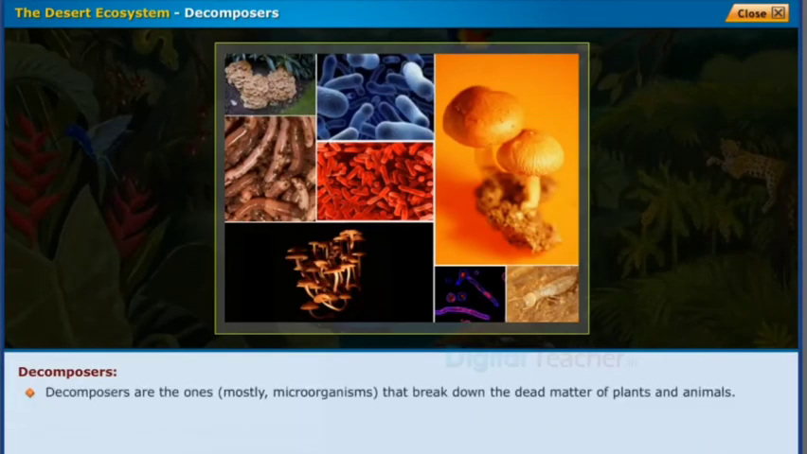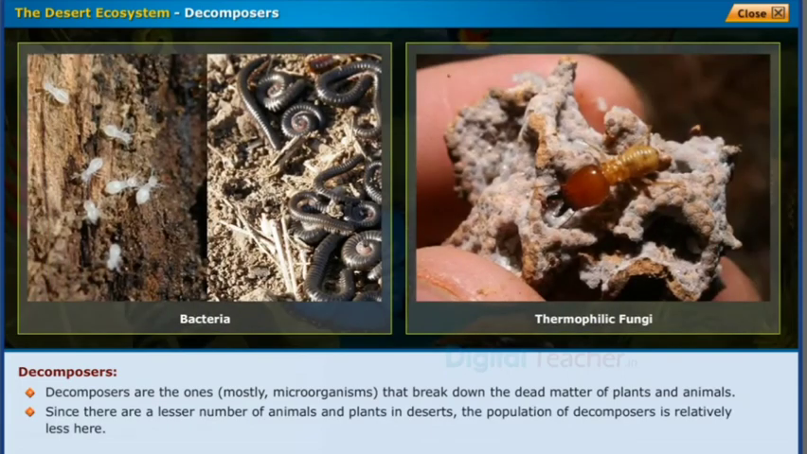Decomposers. Decomposers are the ones, mostly microorganisms, that break down the dead matter of plants and animals. Since there are a lesser number of animals and plants in deserts, the population of decomposers is relatively less here. These include bacteria and thermophilic fungi.